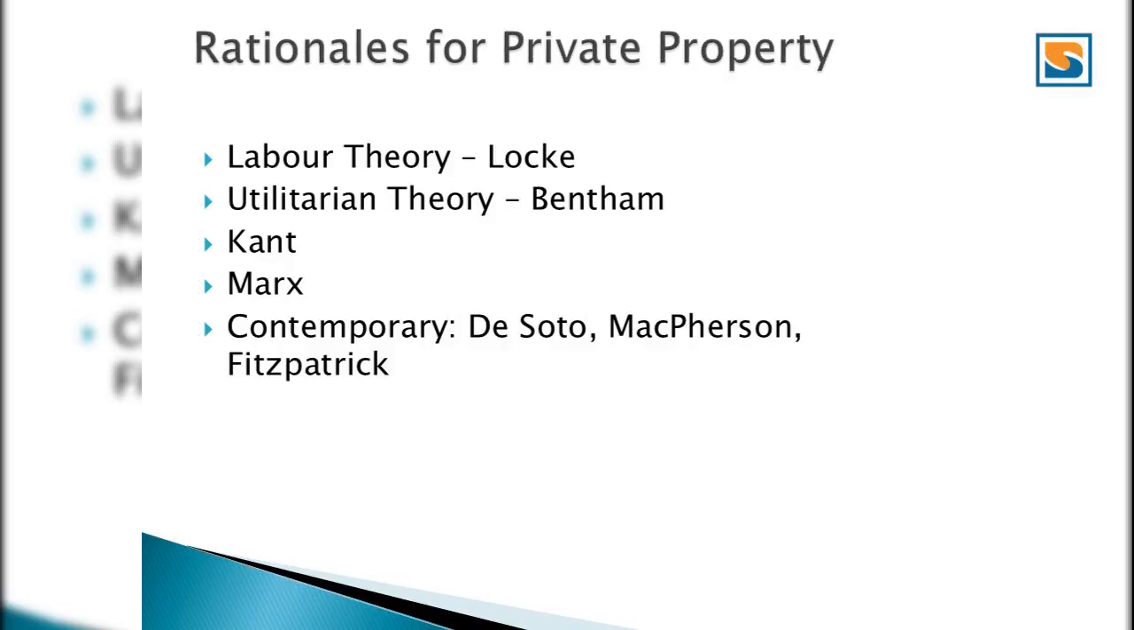Locke's labor theory says work gives the right to own. Bentham's utilitarian theory says private property brings general welfare. Kant argued ownership is about recognition. Marx said property should be shared but faced criticism for lack of incentive. Modern thinkers like De Soto, Macpherson, and Fitzpatrick give new views discussed in tutorials.